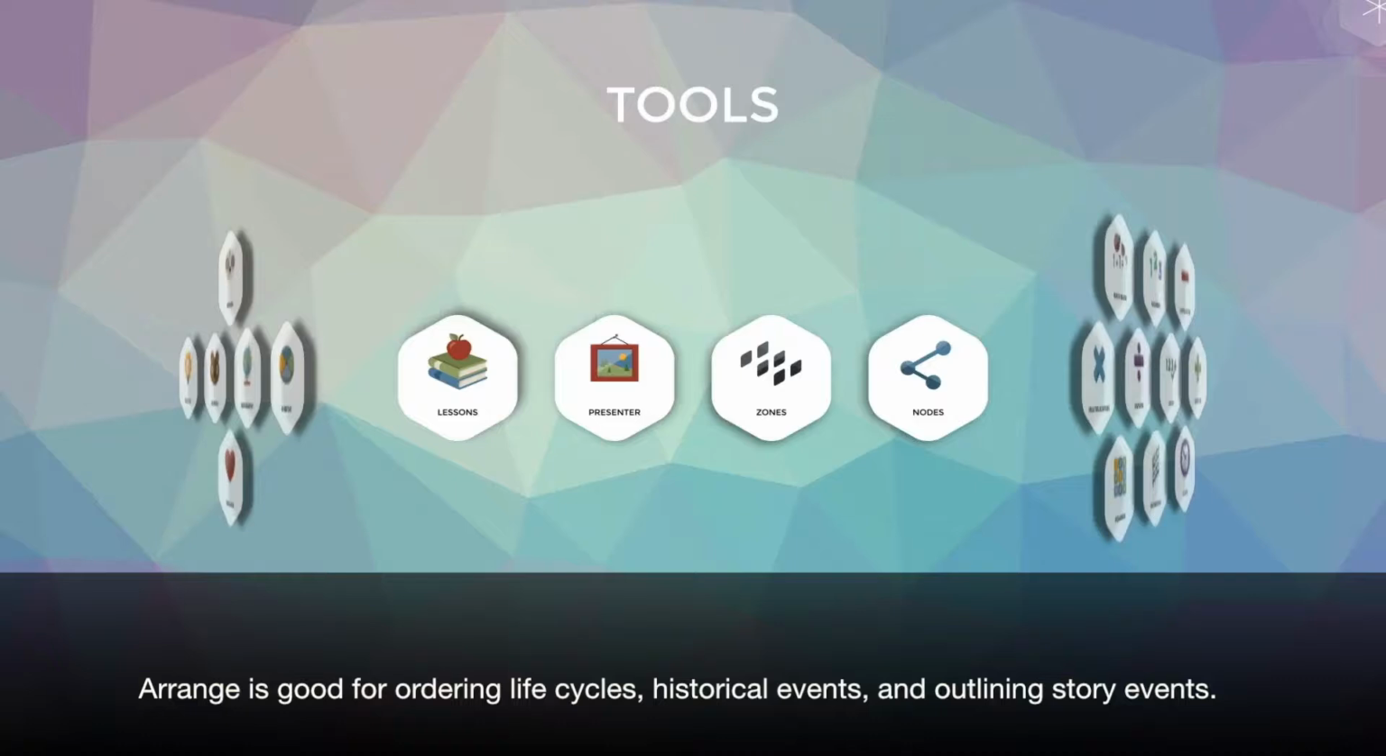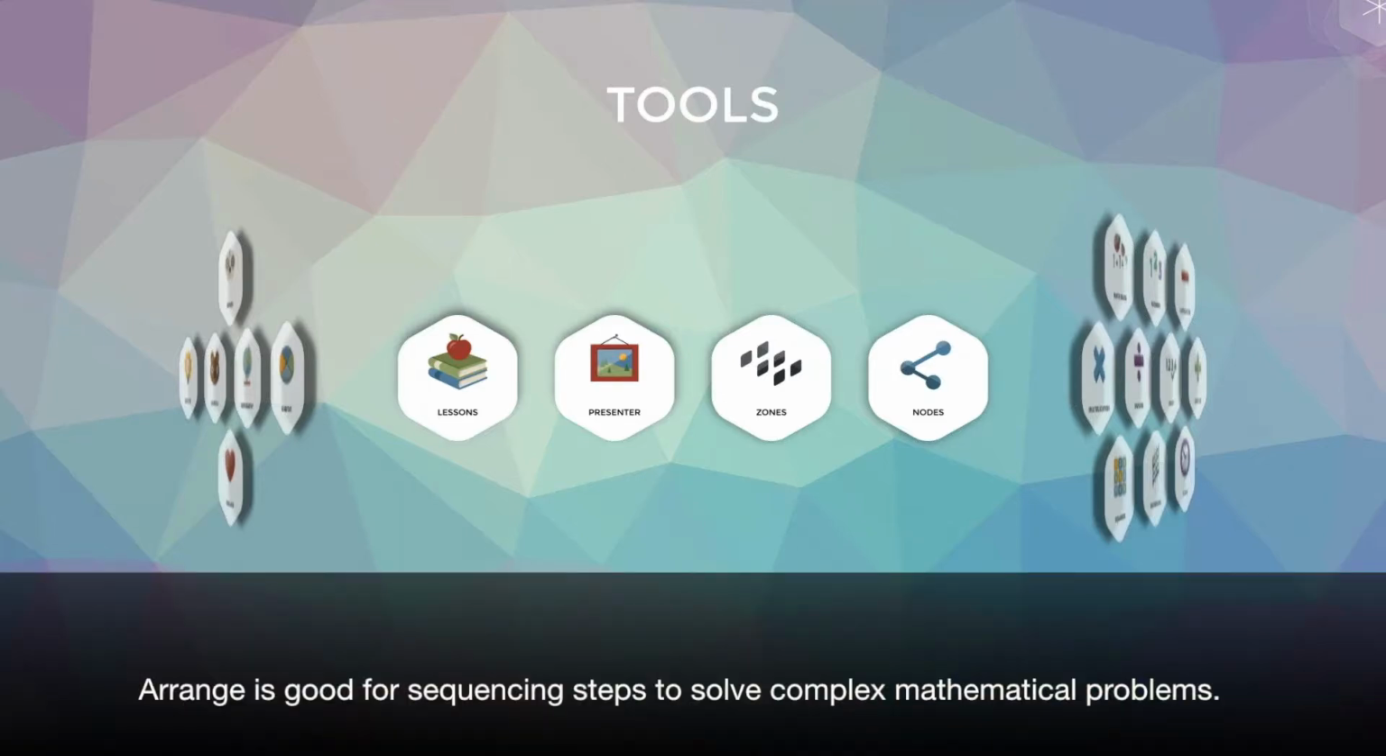For older students, Arrange is good for ordering the sequence of historical events, outlining events of a storyline from a book using pictures or icons. The Arrange app can also be used to demonstrate the sequence of steps required to solve more complex mathematical problems.